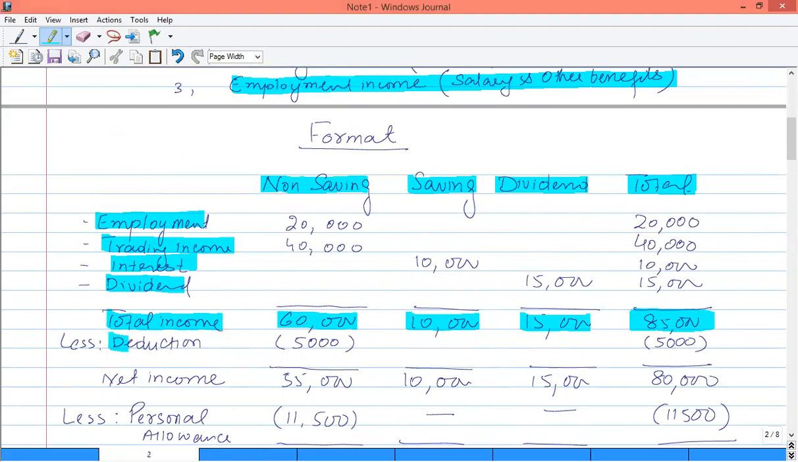Then you have to deduct something from it, and that deduction is like any trading losses or some sort of qualifying interest, which we will be discussing later on. After deduction, the value is known as the net income. So finally, the non-saving net income is 55,000, saving net income is 10,000, and dividend net income is 15,000, and the total net income is 80,000.